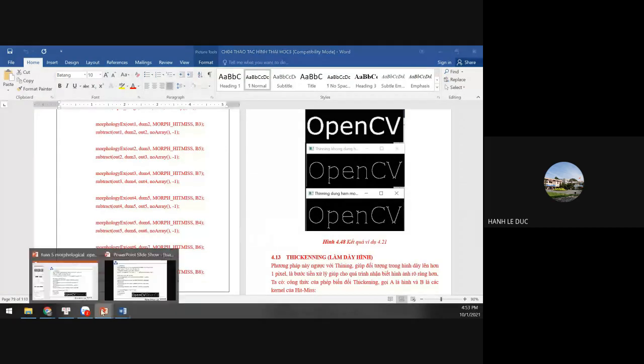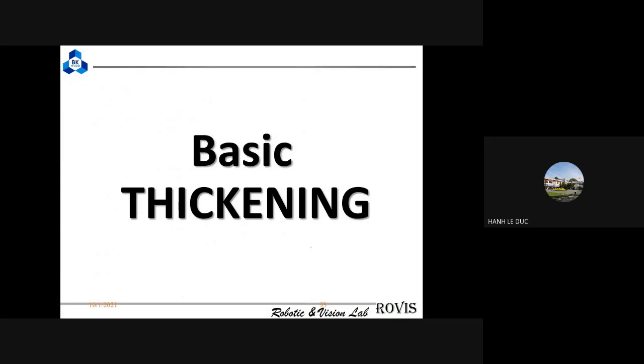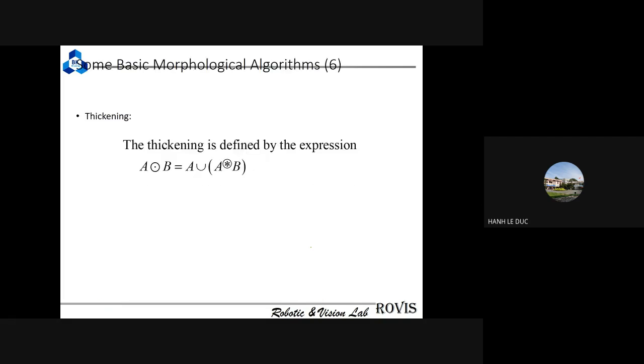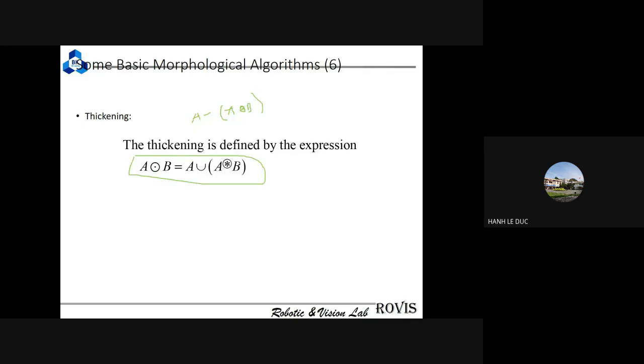Okay, so let's go. The previous one is thinning, and now this is thickening. You have thinning, and then you must have thickening. So what is it? This will be performed by this equation. The previous thinning is A minus A hit-miss B. Here, it is A union with A hit-miss B, not intersect.